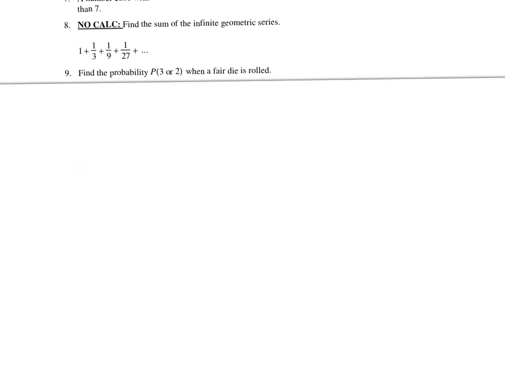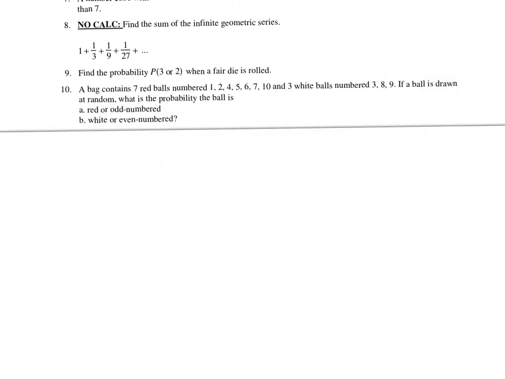All right, next up here, probability of a 3 or a 2. So there's 6 possibilities when we roll a fair die, and then these are 2 possible desired outcomes. So that would be 2 over 6 or 1 over 3.